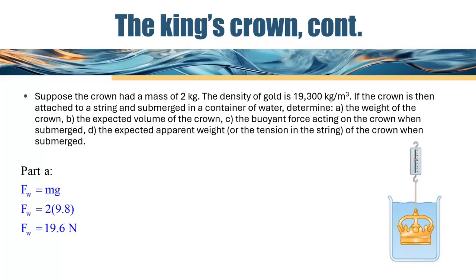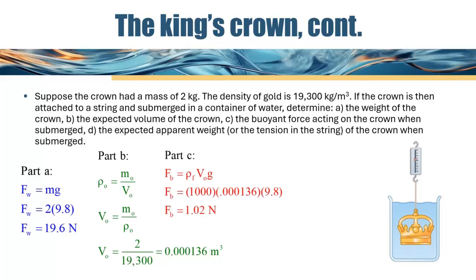Part B says, what is the expected volume of the crown? Well, we know the mass is 2, and we know the density of gold, so we could use the density equation to predict the volume of the crown. So density is mass over volume. That means that volume is going to end up being mass over density. I just cross-multiplied. And so 2 divided by 19,300, and I get this very small number for volume. That number is very small because our units, meters cubed, are so large.